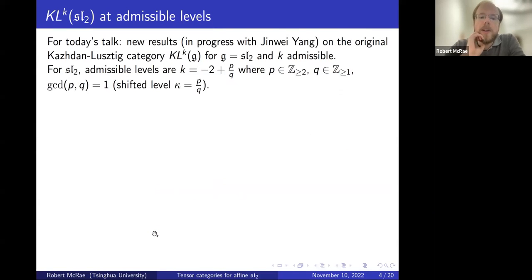So what I want to talk about today is some new results with Xingwei on the upper k category, but just for G equals SL2, where k will be an admissible level. That means for SL2 that the level is -2 plus p over q, where p is at least 2 and q is positive, and you make sure they're relatively prime. Here I'm excluding the p equals 1 case. It's not because we can't do it, but because it's essentially already been done in Xingwei's earlier paper with Thomas. And in that case, what you get is a semi-simple tensor category.